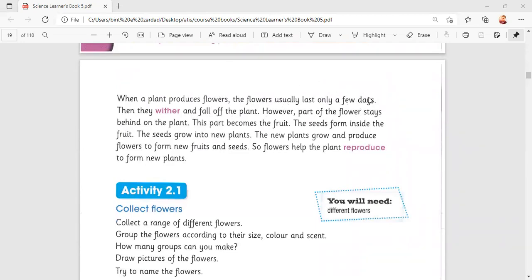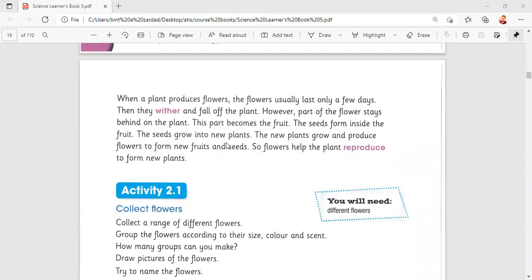So the job of the flower is to change into fruit. The seeds are inside the fruit. Now the life cycle of the plant starts again. We get the seed from inside the fruit. The seed grows into a new plant. The new plants grow and produce flowers to form new fruits and seeds.